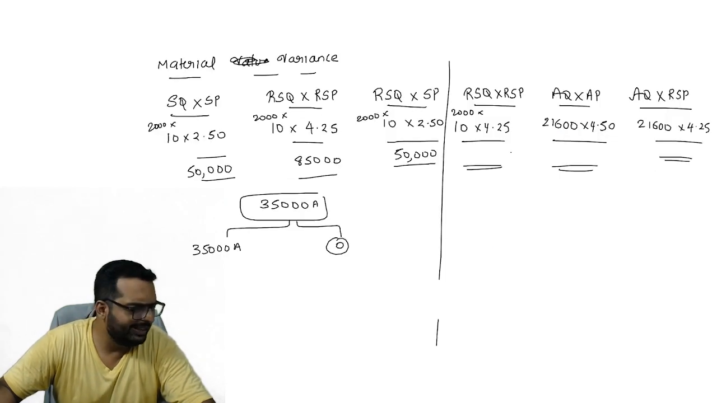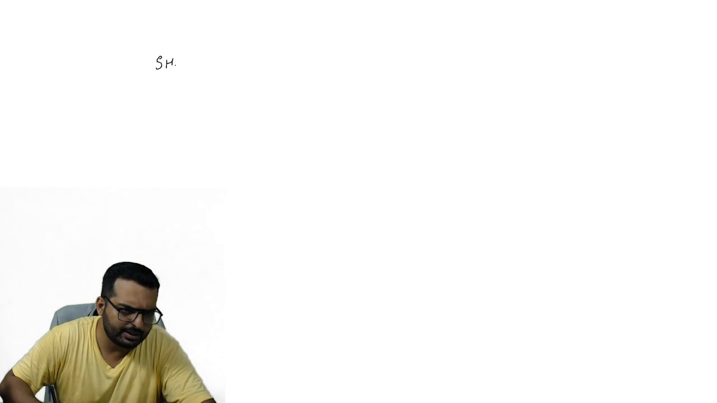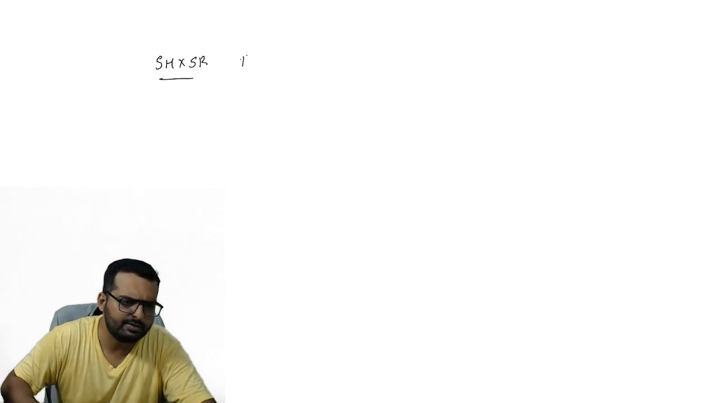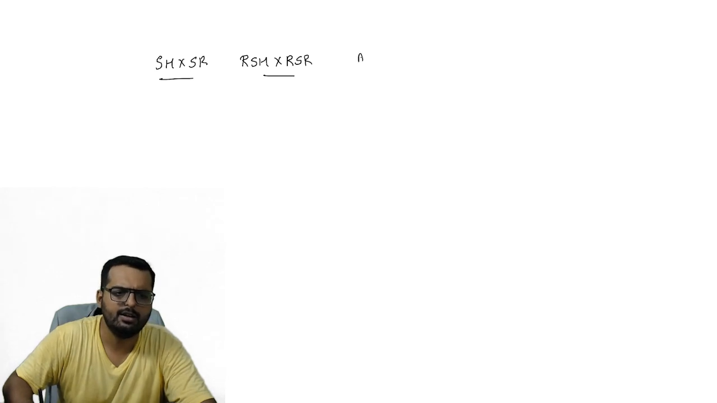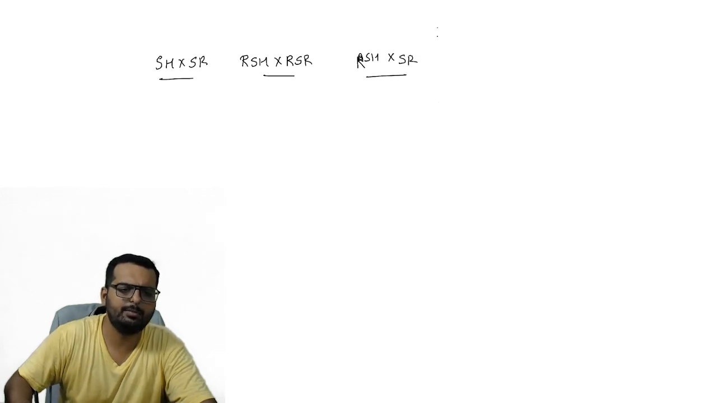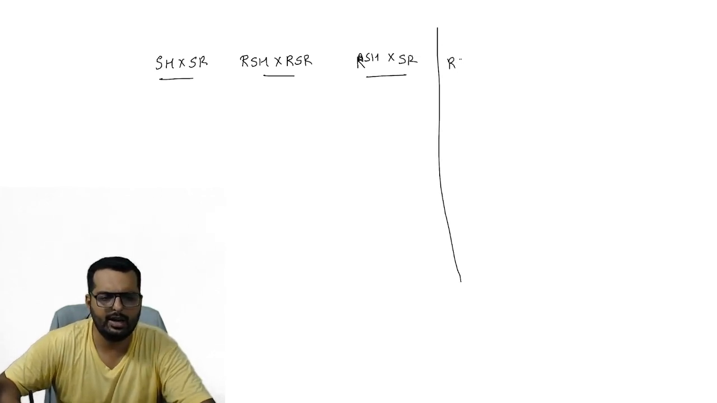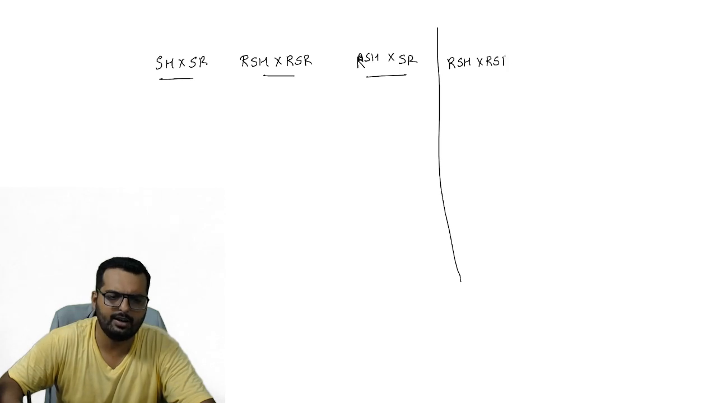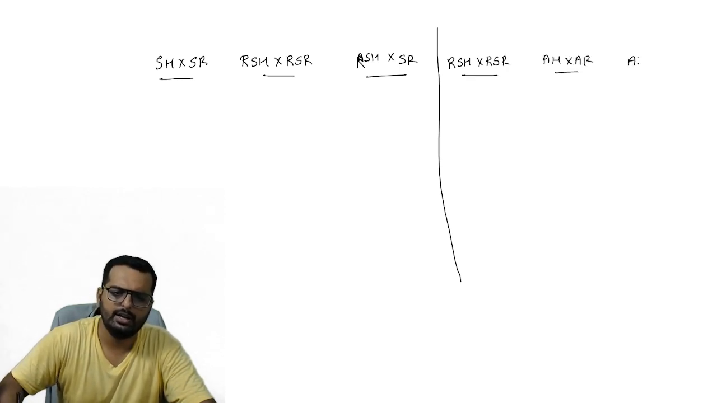Everybody is done with the material part. Can I go to the next part now? All right. The next one is what? Labor. What will be the table format? SH into SR, RSH into RSR, RSH into SR. That will be the first one. Here you will have RSH into RSR, AH into AR, AH into RSR.